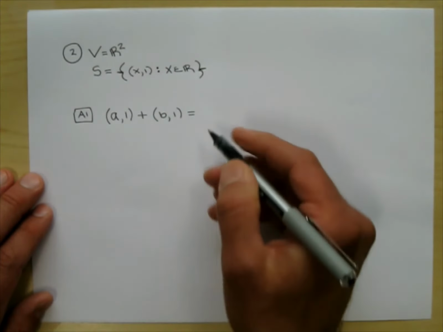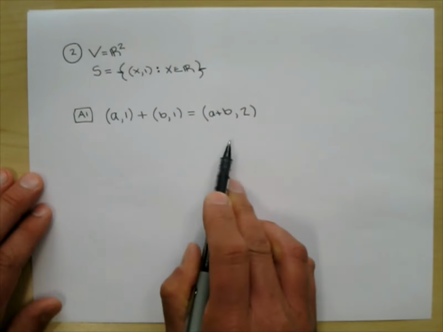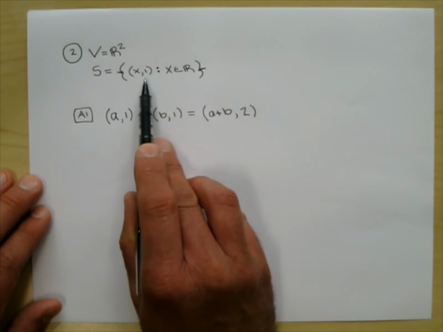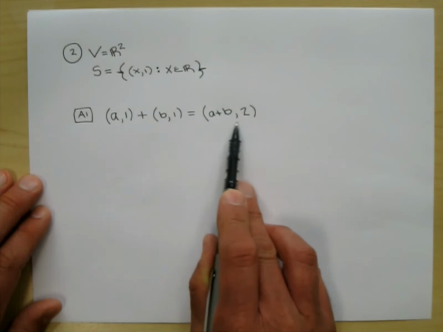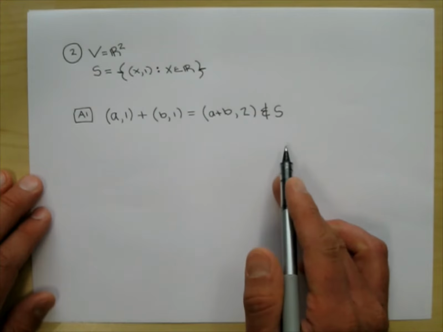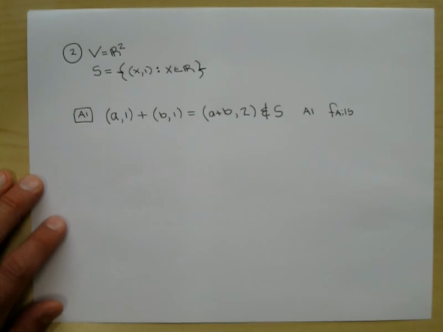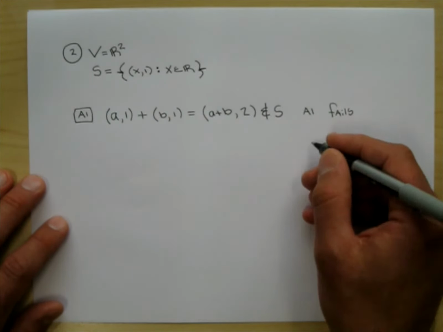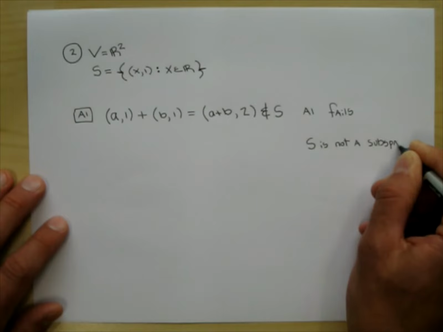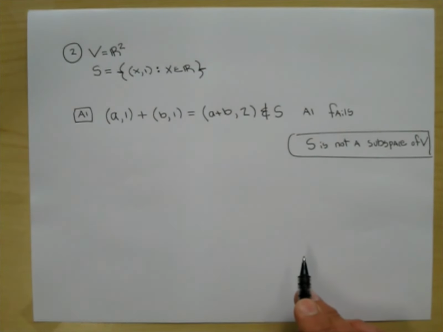So look what happens with Axiom 1. You end up getting (a plus b, 1 plus 1 is 2). Now in order to be in this set, sometimes I'm going to call this set the party circle, your last coordinate must be 1. Is this new guy here in the party circle? No, it's not. This is not in S. So guess what? Axiom 1 fails, which means S is not a subspace of V. So from now on, I might just say subspace, not a subspace for my answer. And we're done with this problem.